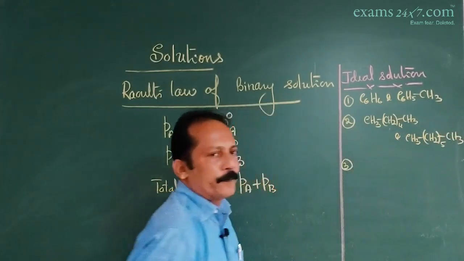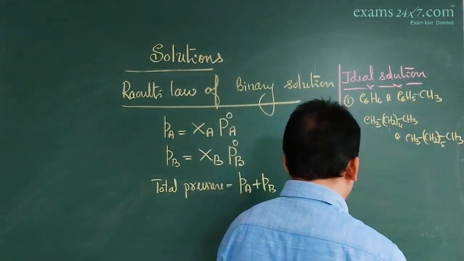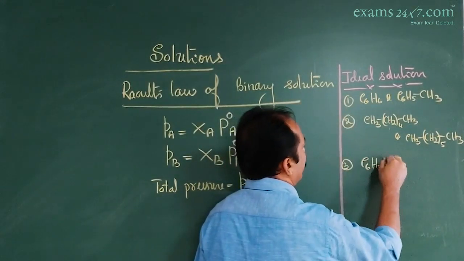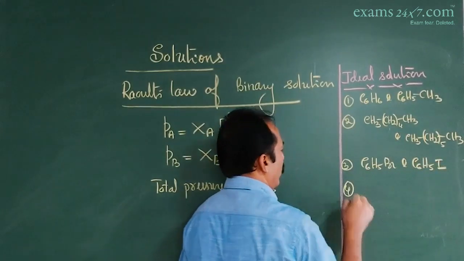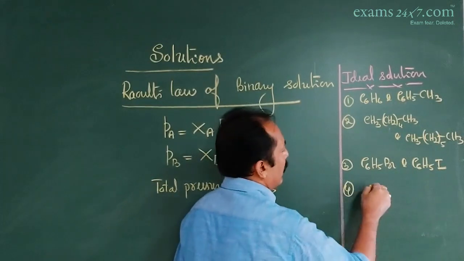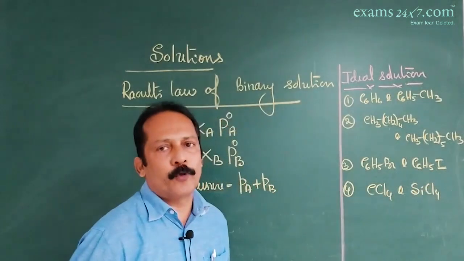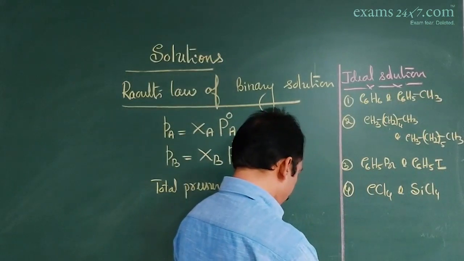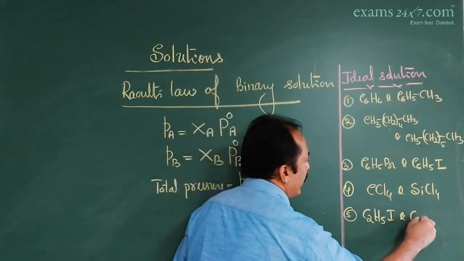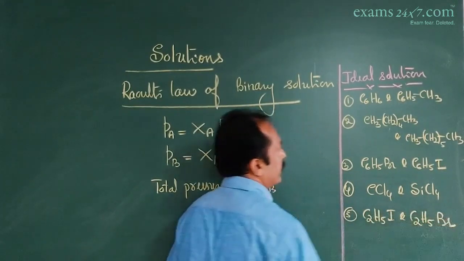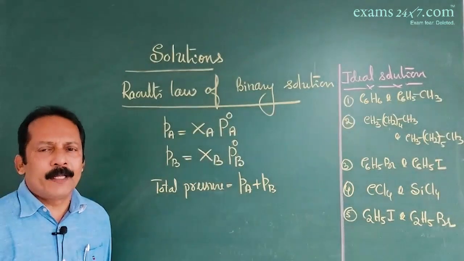Now, third one, bromobenzene and iodobenzene, C6H5Br and C6H5I. Next example, carbon tetrachloride CCl4 and silicon tetrachloride SiCl4. Next one, ethyl iodide C2H5I and ethyl bromide C2H5Br. See, these are examples for ideal solution. Here, the structure is almost similar.